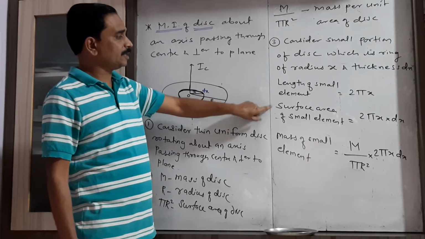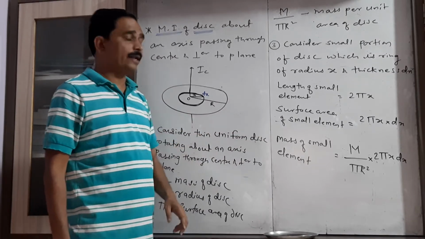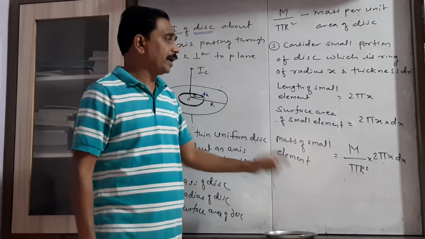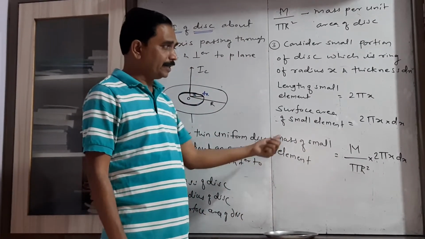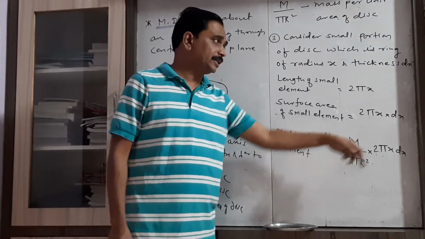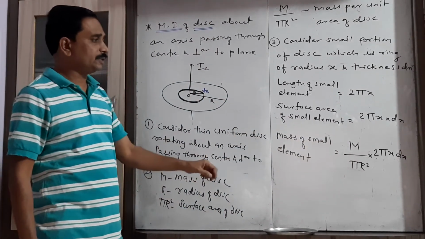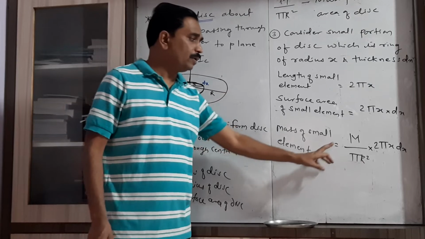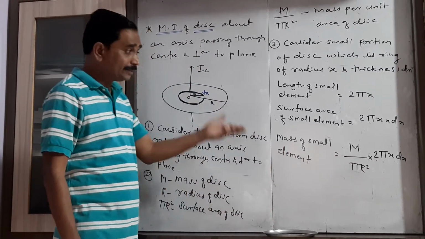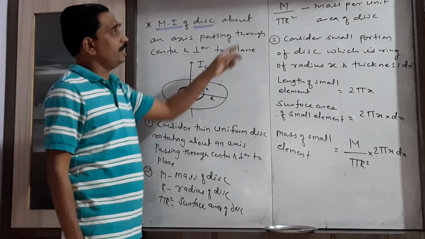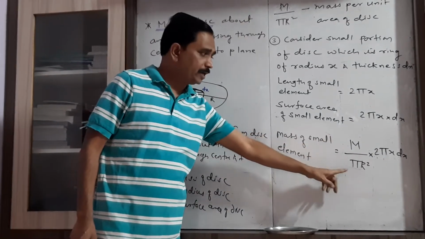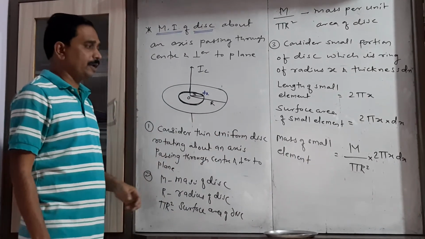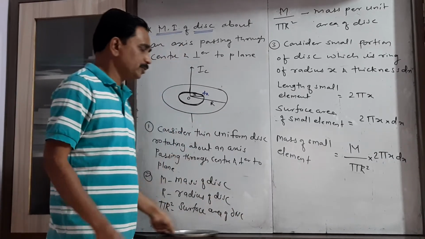Then you have to consider the surface area. Surface area of that ring is the circumference, that is the length, into thickness. So I write here what is the length of that small element, that is the ring, 2 pi x, and dx, that is the thickness. Now you have to consider the mass of small element, that is the mass of ring, which is equal to m upon pi r square, as it is the part of disk. So that's why you have to consider here mass per unit area of the disk into surface area of the small element. So that is the mass of that small element.